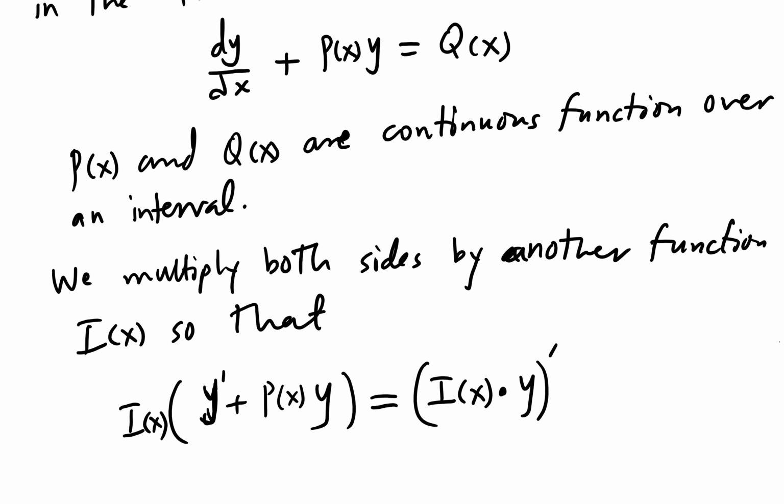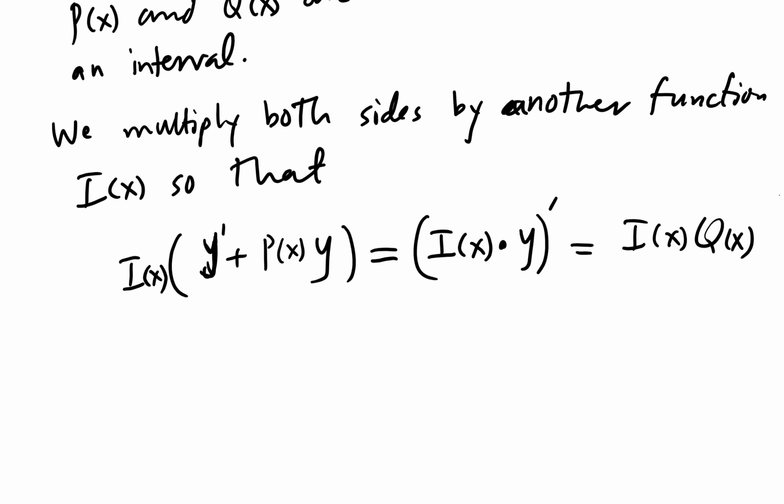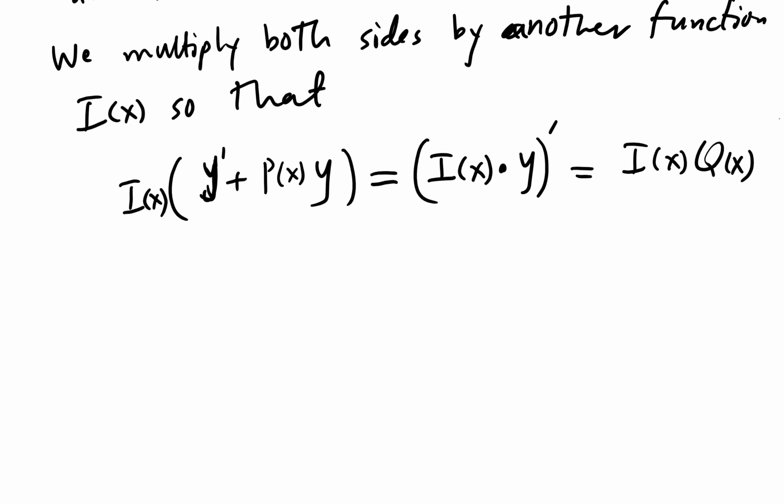So now, watch what happened. I only multiplied the left-hand side. I wanted the left-hand side, when I multiplied, to look like the derivative of the product of I of x times y. Don't forget that also we have to multiply the right-hand side, so I of x times q of x, of the given equation. From here we can do two things.